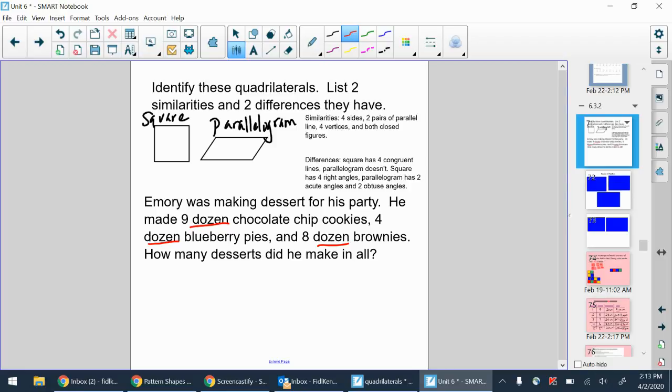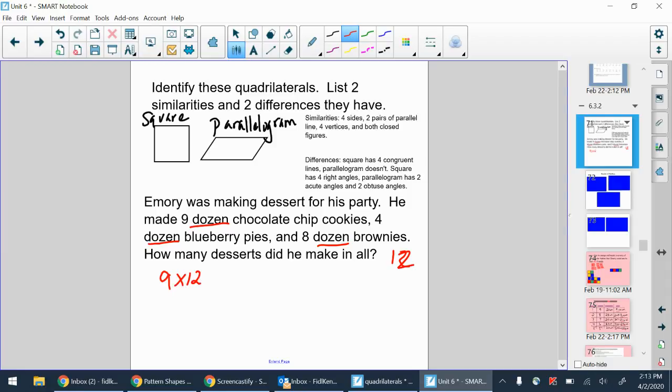So if you think about eggs, when we go to the store, we usually buy a dozen eggs, and a dozen equals 12. Okay, so if he made 9 dozen cookies, that means he made 12 cookies 9 times. So I'm going to have a multiplication problem there. So that first part, I'm going to be solving 9 times 12.